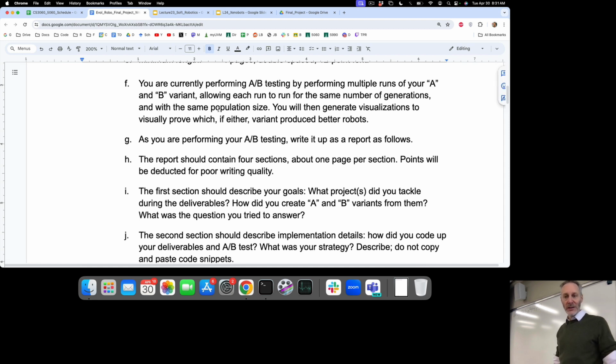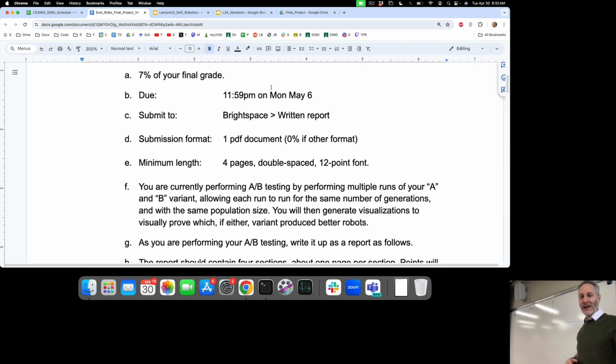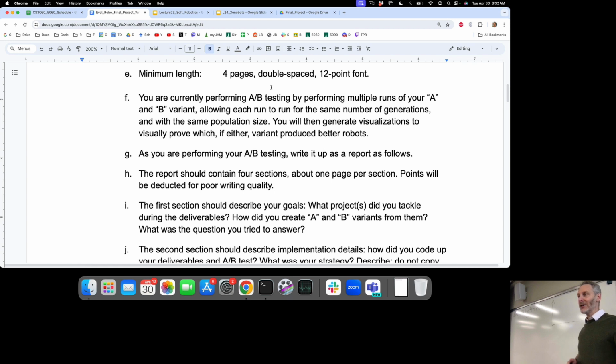So what are you currently doing? Hopefully what you are currently doing now is testing two versions of your final project, variant A and variant B, and you are looking for one of three possible outcomes by next Monday at 11:59 p.m. Either you're going to have evidence to support the fact that A is better than B, or you're going to have evidence that B is better than A, or you're going to have evidence that there is no difference between A and B.